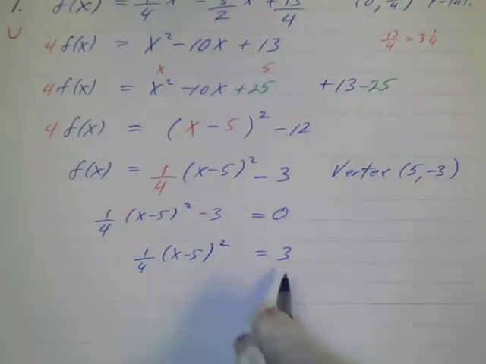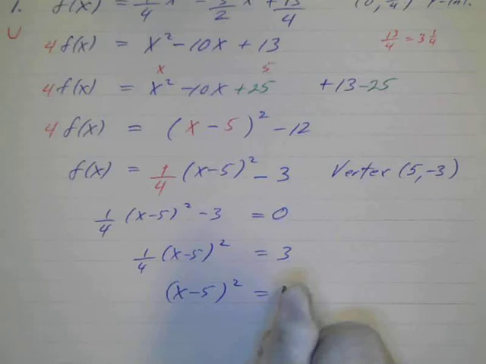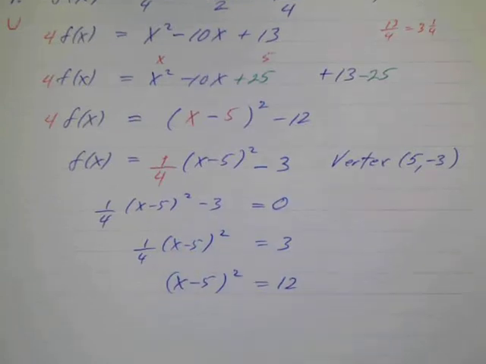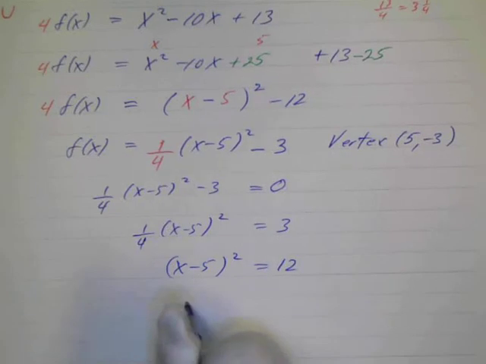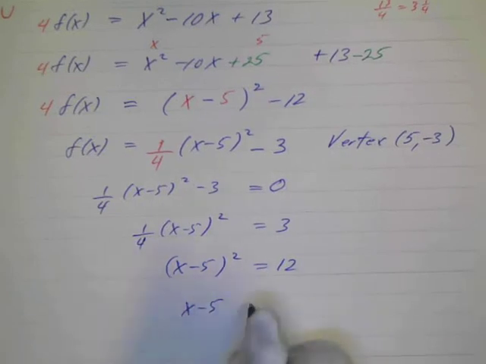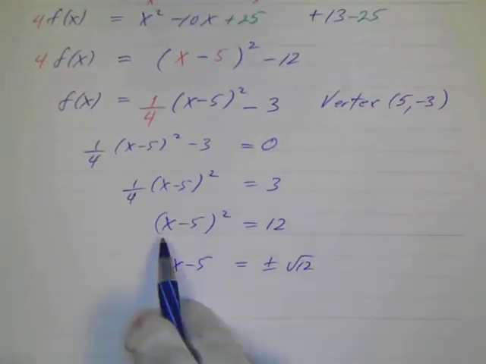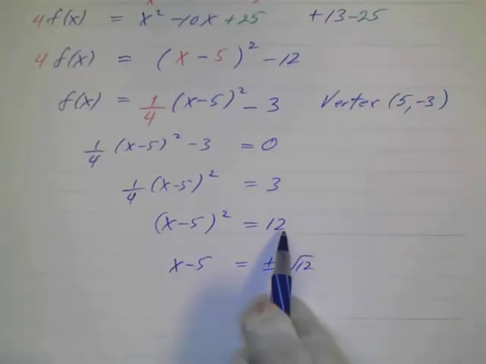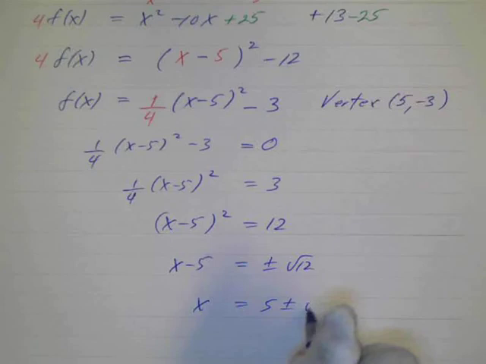And I can multiply both sides by 4 to get rid of the fraction, so I've got x minus 5 squared equals 12. 4 times 3 is 12. And then I can write that x minus 5 equals plus or minus the square root of 12. That's almost a definition. If something squared equals 12, then that something equals plus or minus the square root of 12, and then I can add 5 to both sides, so x equals 5 plus or minus the square root of 12.